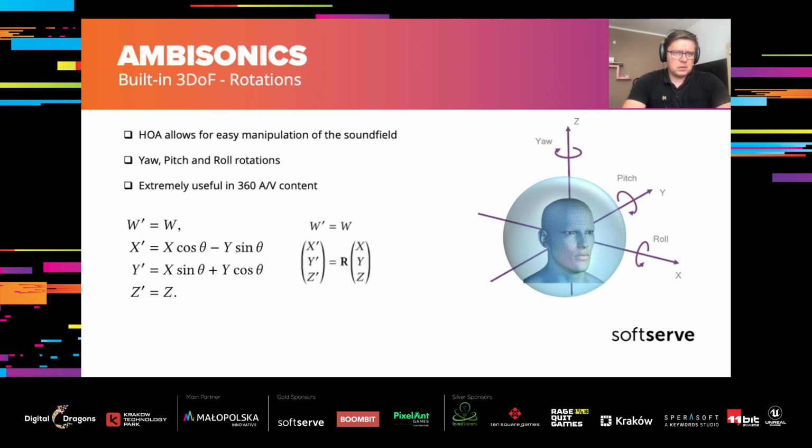This feature is provided with simple manipulation of our spherical harmonic components. Here is an example of first order ambisonics that is being manipulated with some simple trigonometric functions and rotations described by the azimuth angle. And this feature is extremely useful in 360 audio-video content.